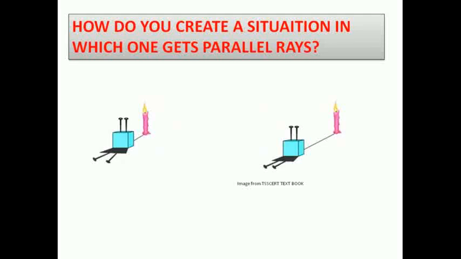Now what do you conclude from these two diagrams or from this activity? In order to obtain parallel rays, the source of the light should be far away from the object. Now in nature, where do you find such a source? That is your sun. Sun is far away from the objects which are present on the Earth's surface.